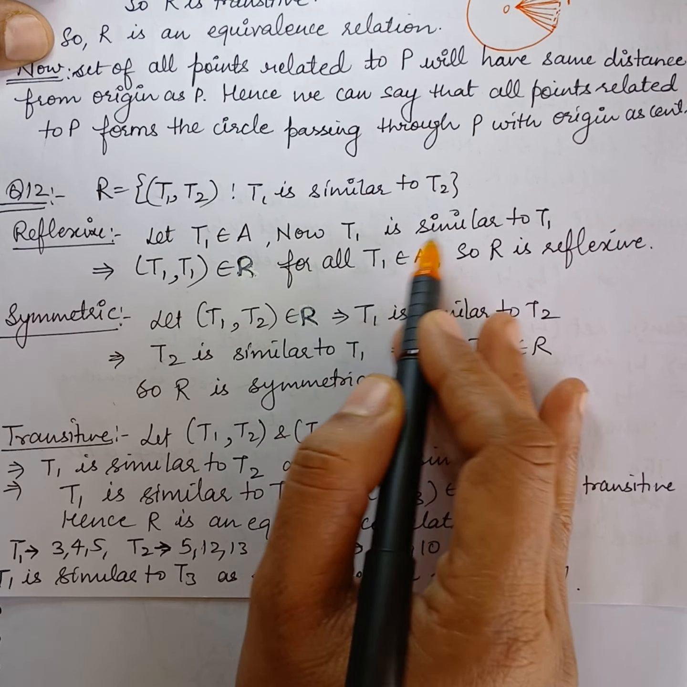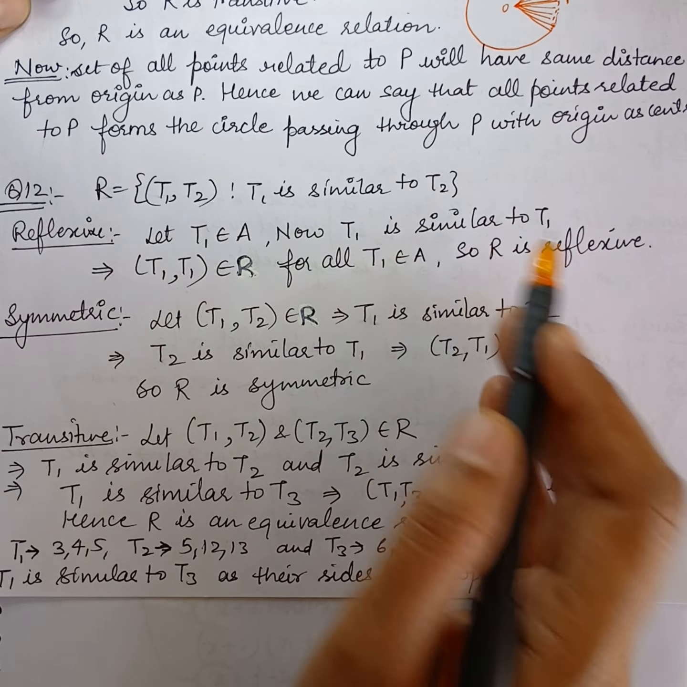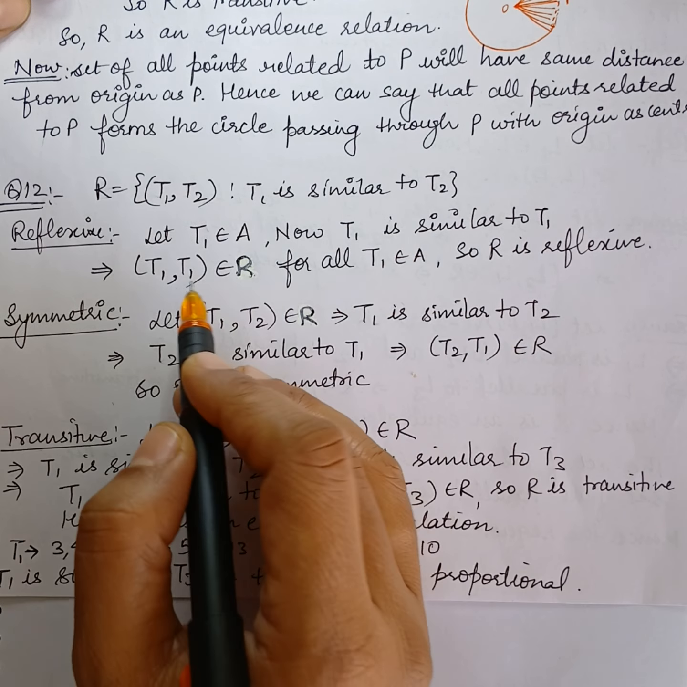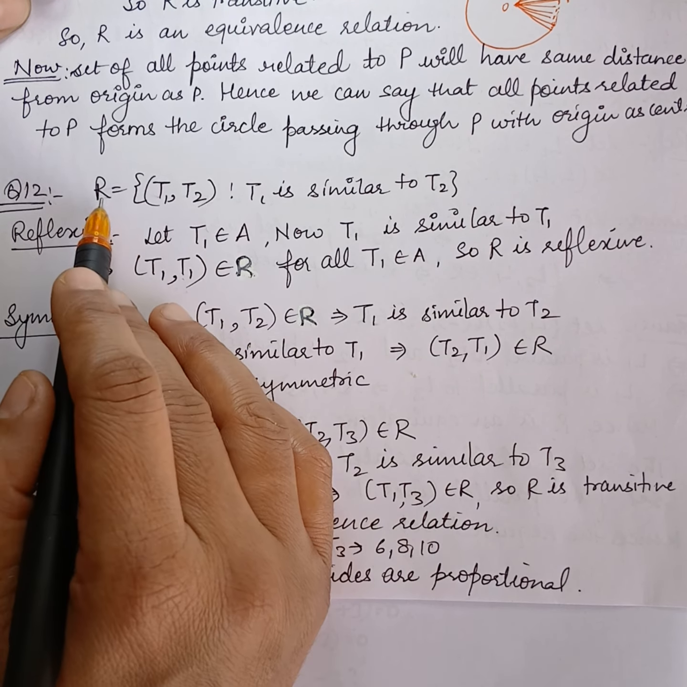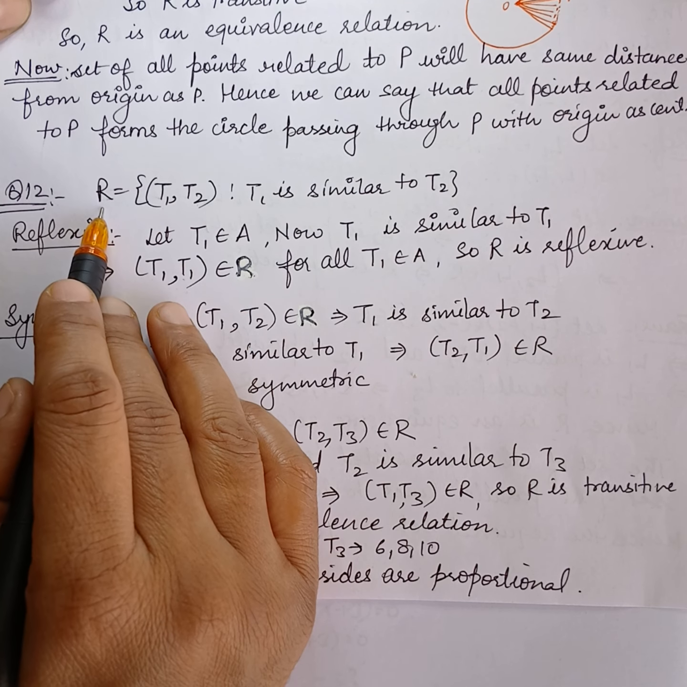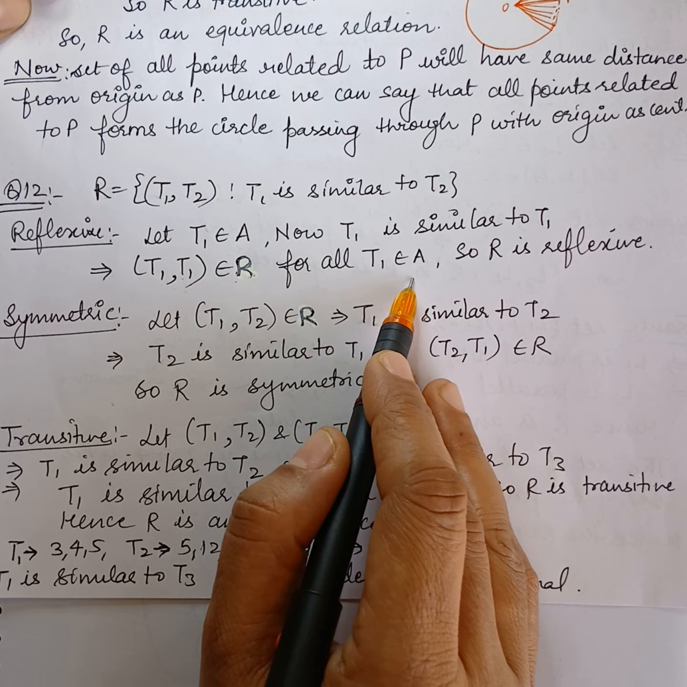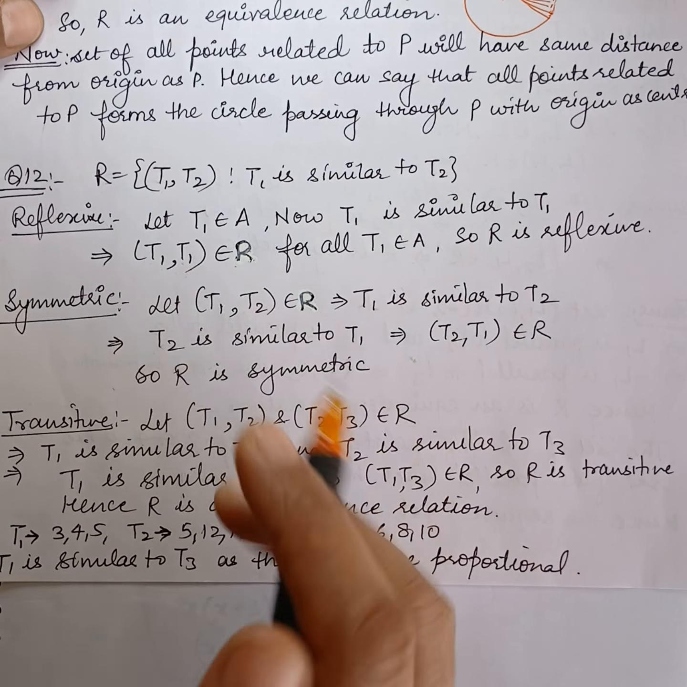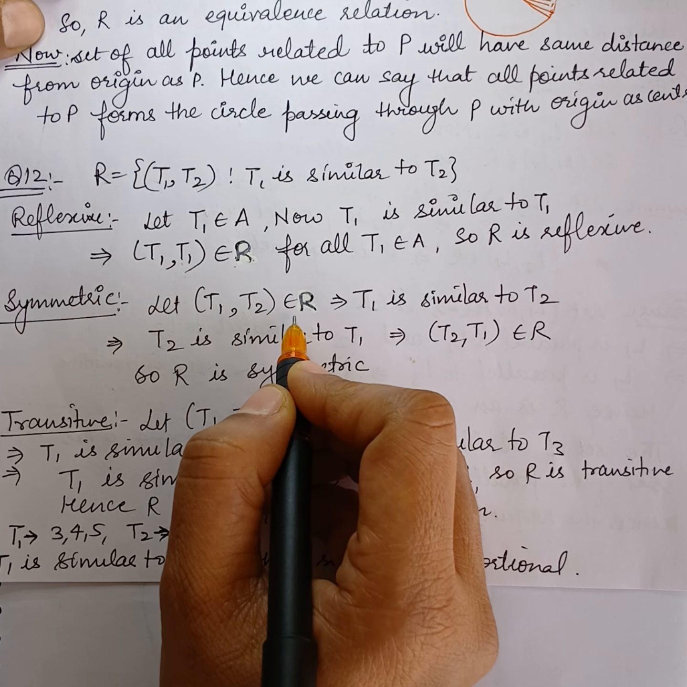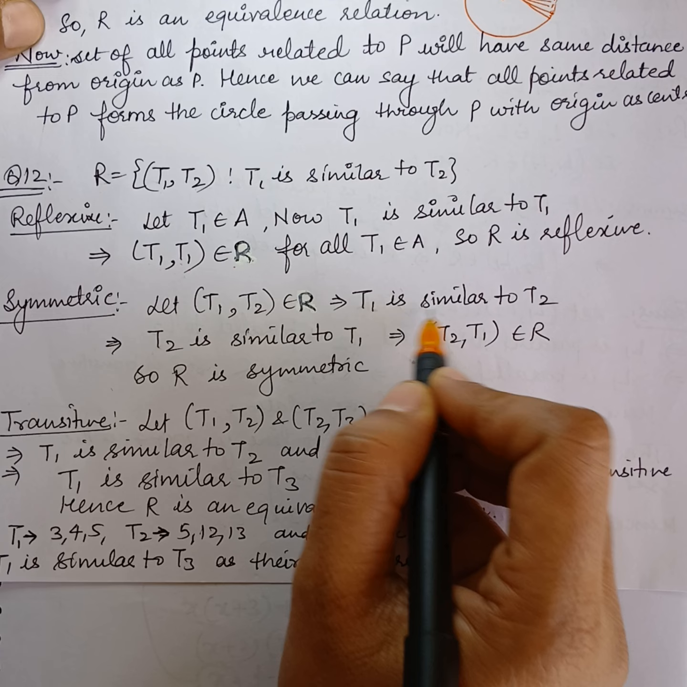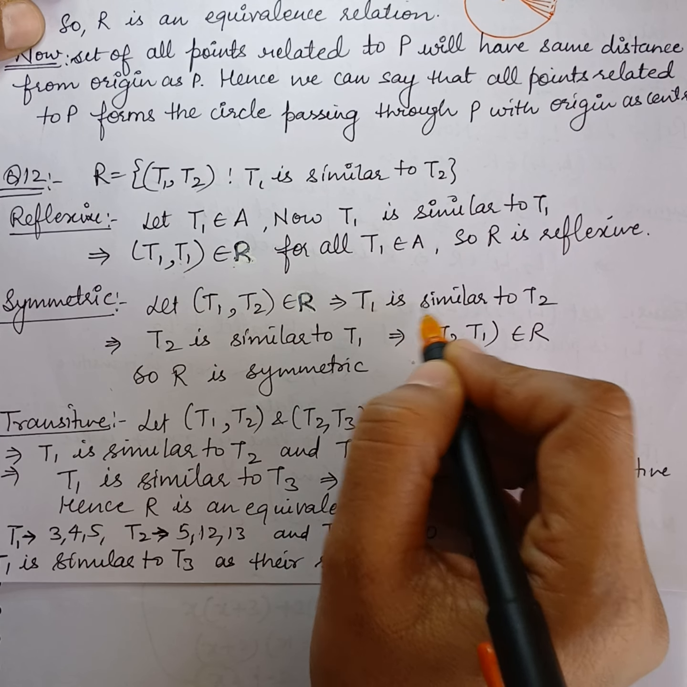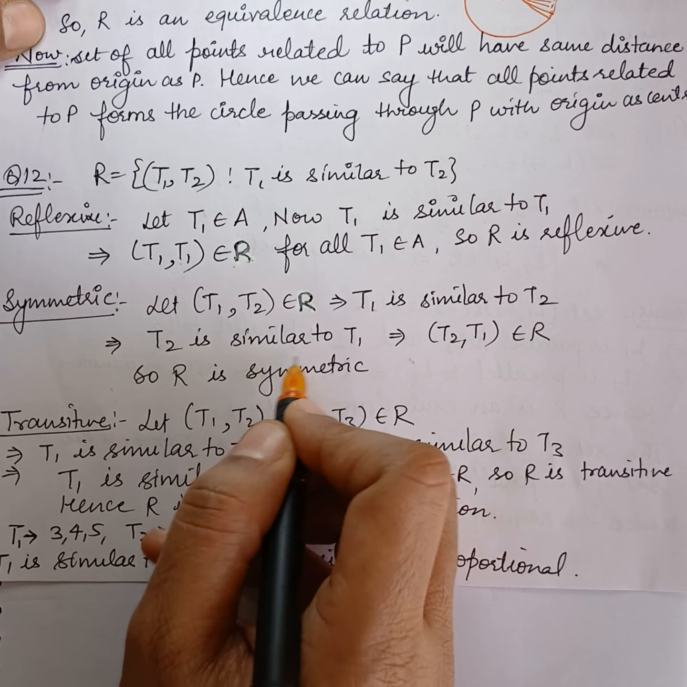Then I know that T1 is similar to T1. T1 and T1 obviously will be similar to each other. So, it means T1, T1 belongs to R because T1 and T1 are similar to each other. So, T1, T1 belongs to R for all T1 belongs to A. So, R is reflexive. Now, let T1, T2 belongs to R. So, what does it mean? T1 is similar to T2. Now, if T1 is similar to T2, I can write it as T2 is similar to T1.